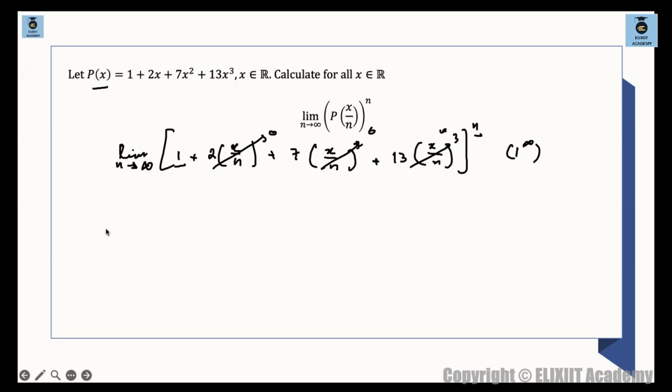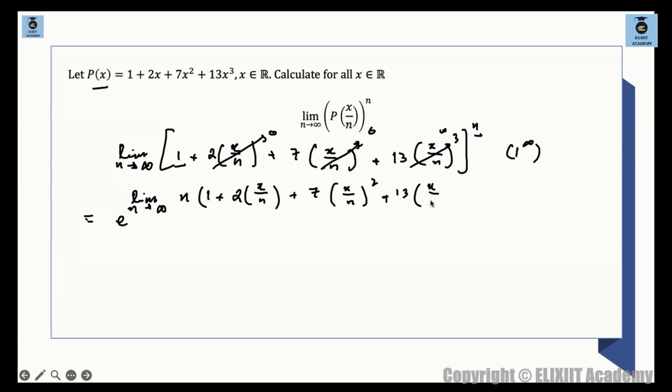The formula is known to us. e raised to the power of limit n tends to infinity, so this power will come down, g(x) times of f(x) minus 1. Yes, g(x) will come down. f(x) minus 1 means this minus 1. So 1 plus 2 times of x by n, plus 7 times of x by n whole square, plus 13 times of x by n whole cube, and then minus 1. Okay, so 1 and 1 cancel out.